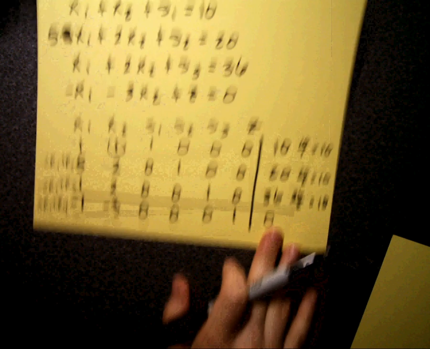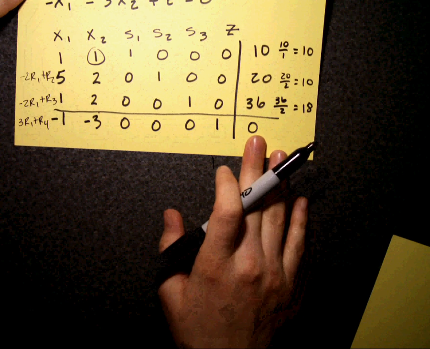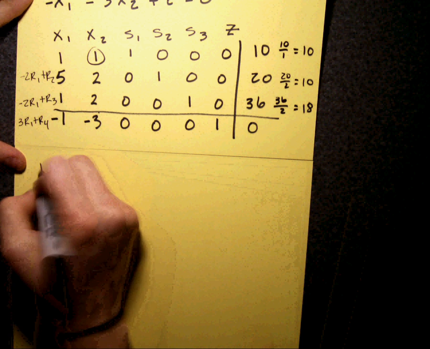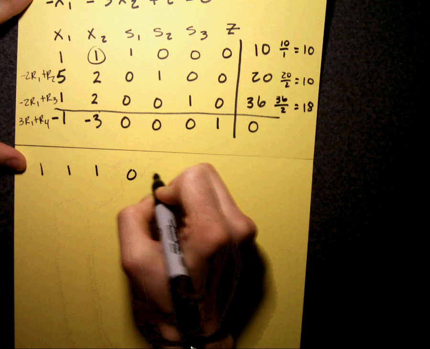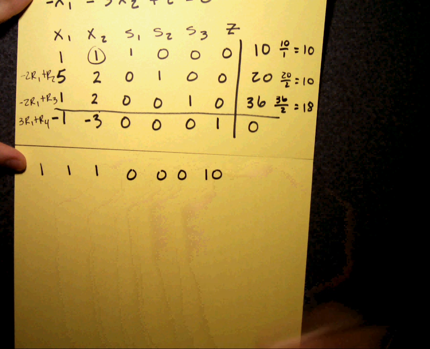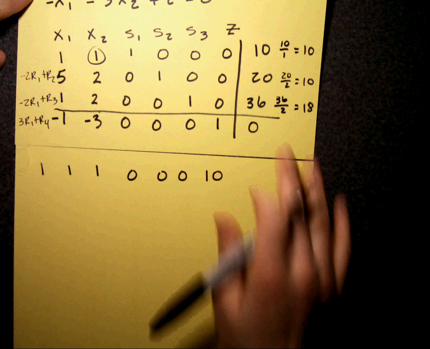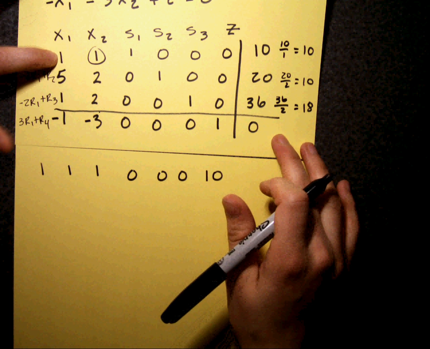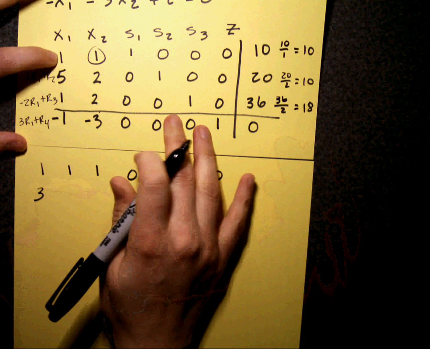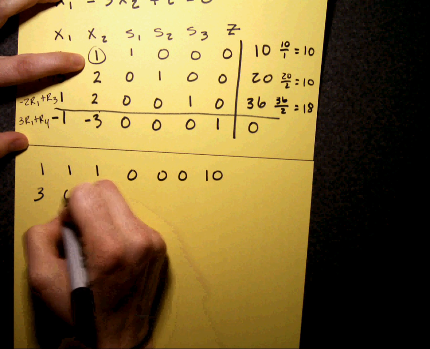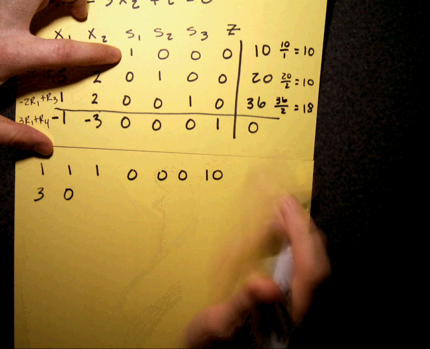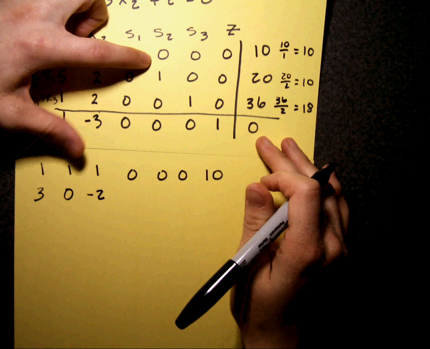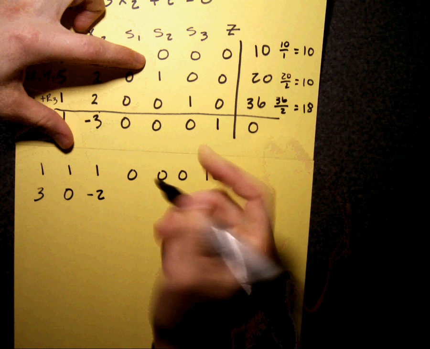All right, so my top row is not going to change. So I'll still have 1, 1, 1, 0, 0, 0, and 10. Now my second row, I'm multiplying the top row by negative 2 and adding it to row 2. So this becomes negative 2 plus 5, which gives me 3. Negative 2 plus 2, which gives me 0. Negative 2 plus 0, which gives me negative 2. Negative 2 times 0 plus 1, which gives me 1. And then I'll have 0 and 0.